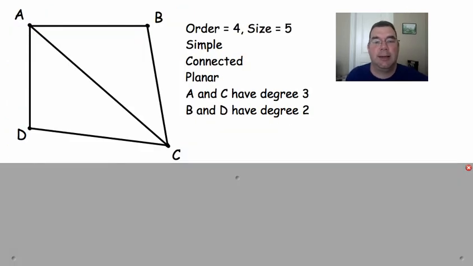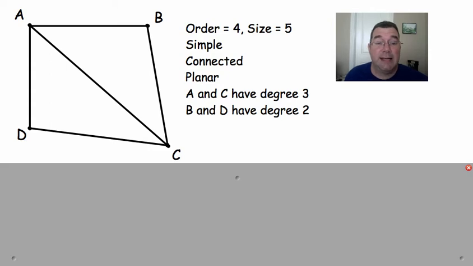So let's look at this example here. I've got 4 vertices, A, B, C, and D. I've got 5 edges, and so the order is 4, and the size is 5. It's simple. There are no loops. There are no pairs of vertices that are joined by more than one edge. It's connected. You can get from any vertex to any other vertex by following either an edge or a series of edges. It's planar because none of the edges cross each other.